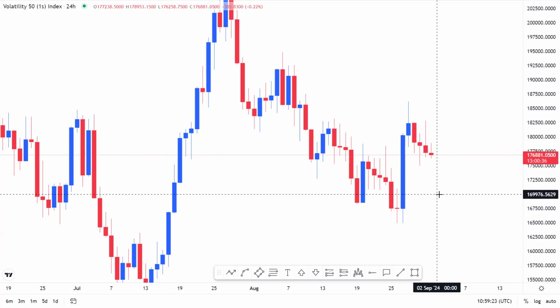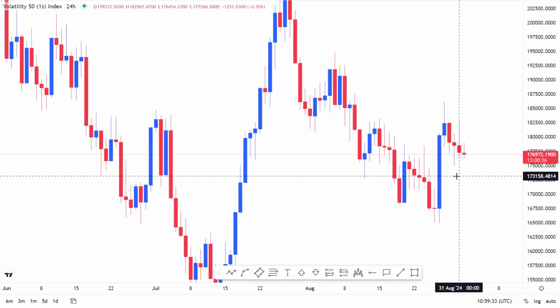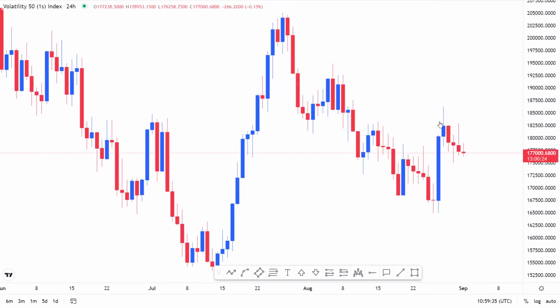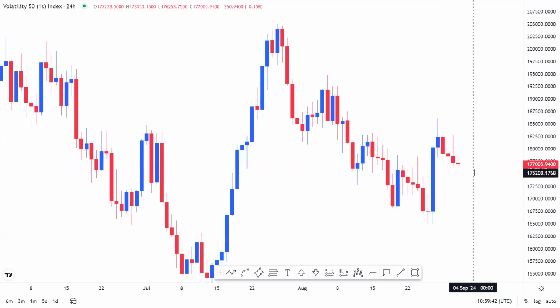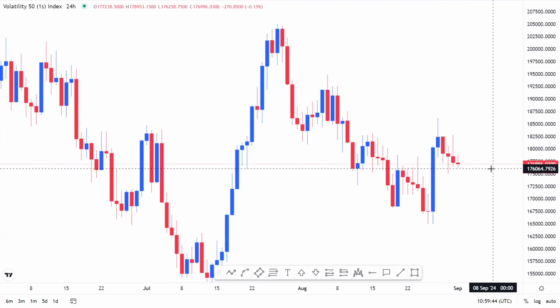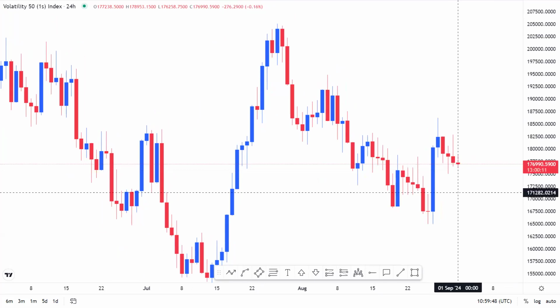Where is the market headed? What is the direction of the market? What is the current trend of the market, the dominant trend of the market? Taking into consideration the Volatility 50 1s index chart in front of my screen right here, what you notice is that we're currently in a bullish market structure.